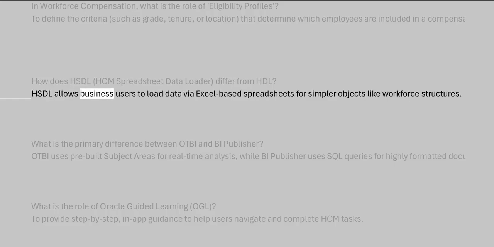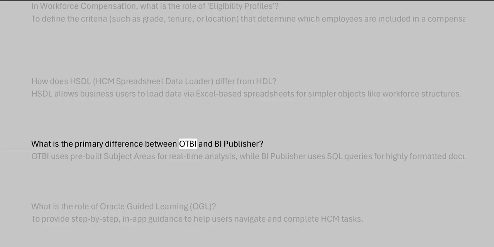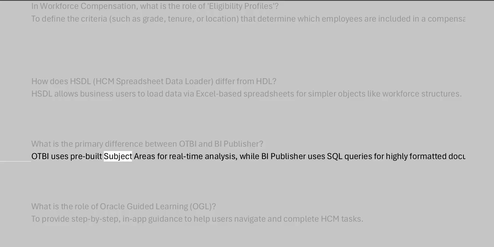HSDL allows business users to load data via Excel-based spreadsheets for simpler objects like workforce structures. What is the primary difference between OTBI and BI Publisher? OTBI uses pre-built subject areas for real-time analysis, while BI Publisher uses SQL queries for highly formatted documents.